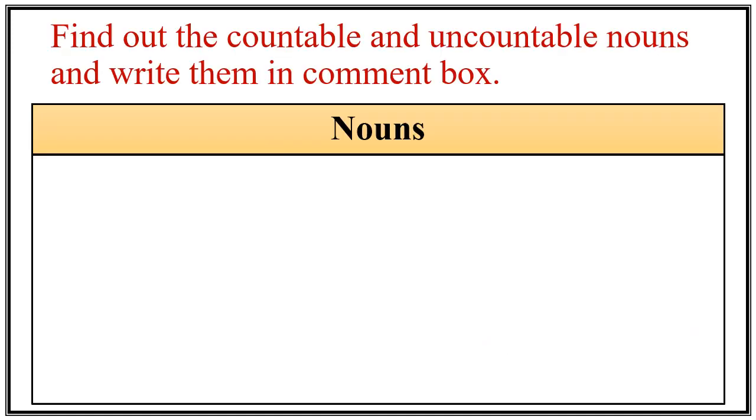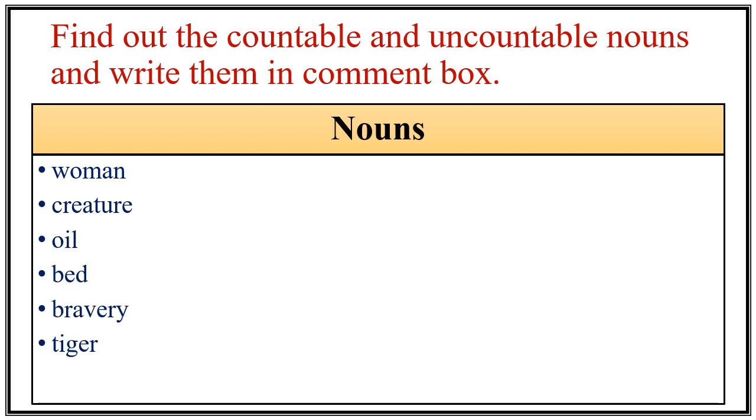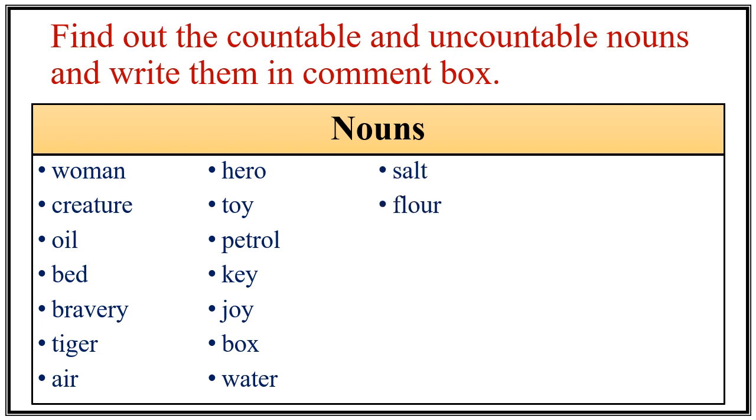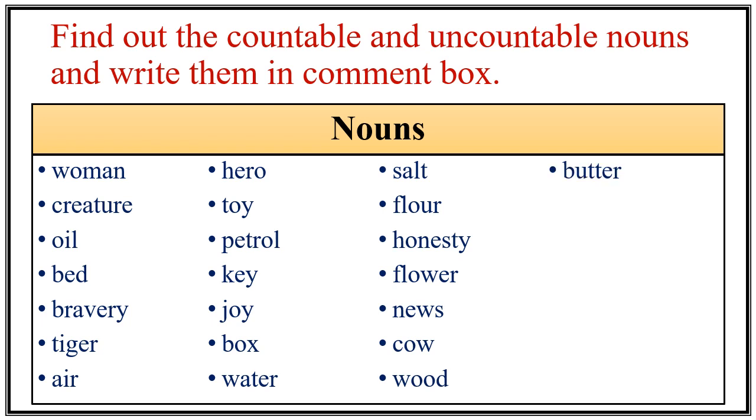Now, I will take a test. I'll give you a few nouns. You have to find the countable and uncountable nouns and write down your answer in the comment section. Let's see who can answer them all correctly. Woman, creature, oil, bed, bravery, tiger, air, hero, toy, petrol, key, joy, box, water, salt, flower, honesty, news, cow, wood, butter, ice, book, egg.